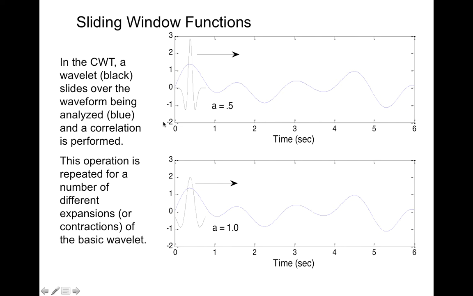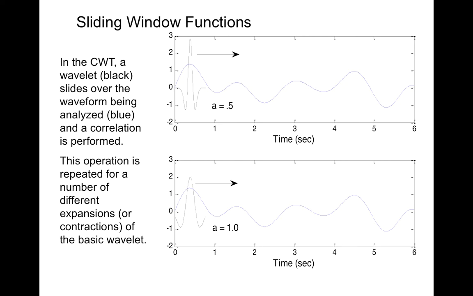So here's an example or an illustration. This black curve is a wavelet function, and you notice it has a distinct shape. And then we're going to take that wavelet function and slide it across the waveform that we're investigating. A indicates how the wavelet function is scaled. So you notice when A is 1, the function is fatter. When A is 0.5, the function is skinnier or more compact in time.